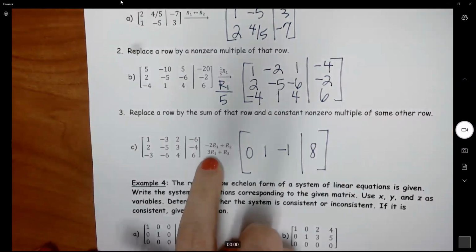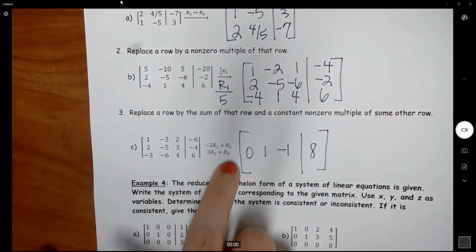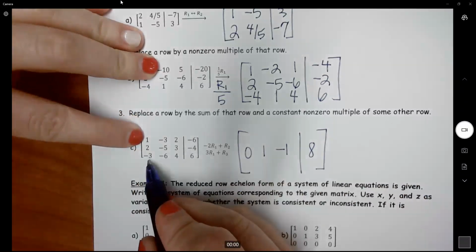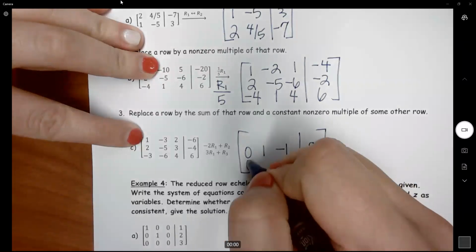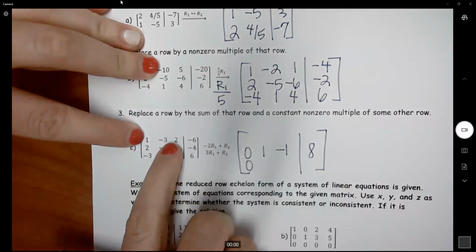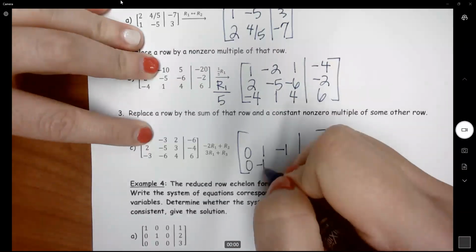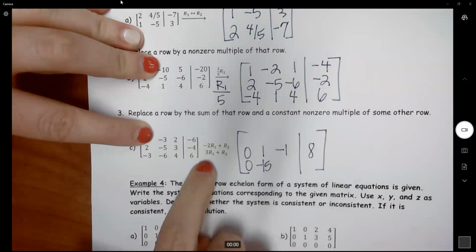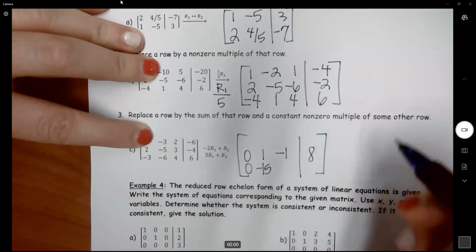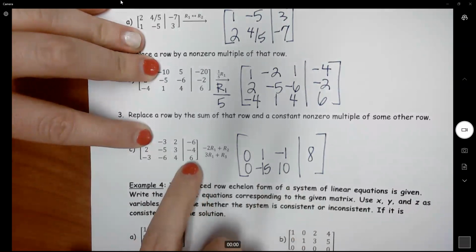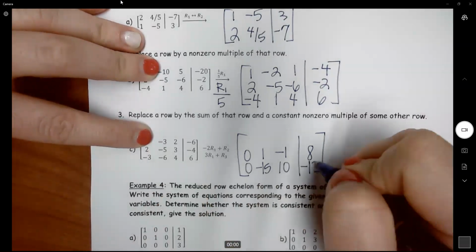Do it again, but now to row 3. So now we're doing 3 times row 1 and adding it to row 3, and that becomes our new row 3. 3 times 1 is 3, plus -3 is 0. 3 times -3 is -9, plus a -6 is -15. 3 times 2 is 6, plus 4 is 10. 3 times -6 is -18, plus 6 is -12.